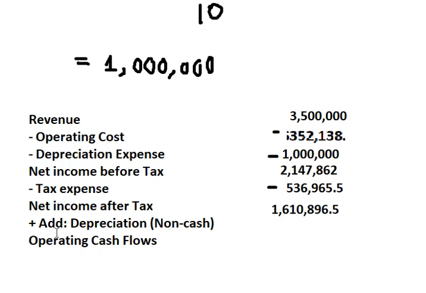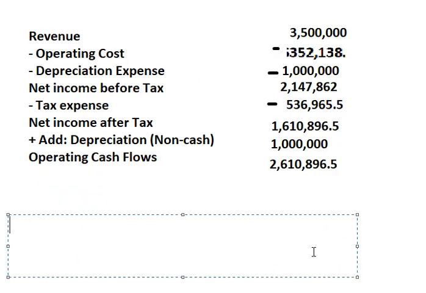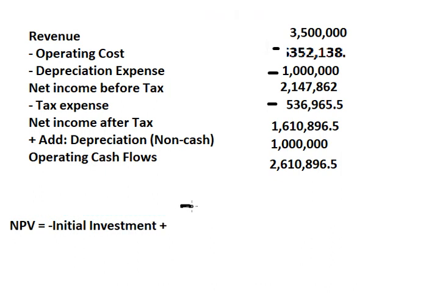Later we need to add back depreciation, that is about 1 million. So we sum the two numbers together and we have 2,610,896.5. And this is the operating cash flow. Now after we got this one, we can find net present value. So we need to minus the initial investment, and then we need to sum the value of the operating cash flow.